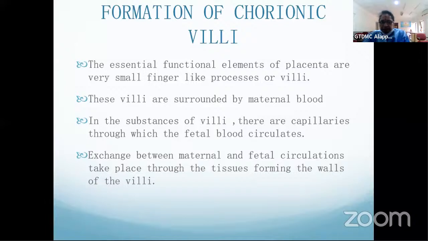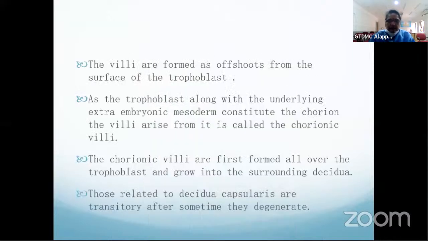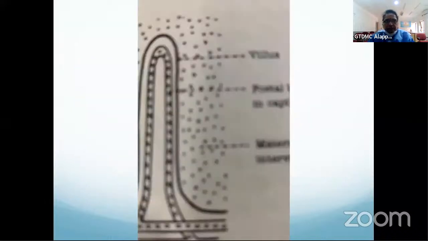These villi are surrounded by maternal blood, and in the substance of the villi there are capillaries through which the fetal blood circulates. Through these villi the fetal blood and the maternal blood circulate. That we will study in your physiology of fetal circulation. But here we are discussing only the development of the placenta and trophoblastic disease. Exchange between the maternal and the fetal circulation takes place through the tissues forming the walls of the villi. This is a figure that you will study later.